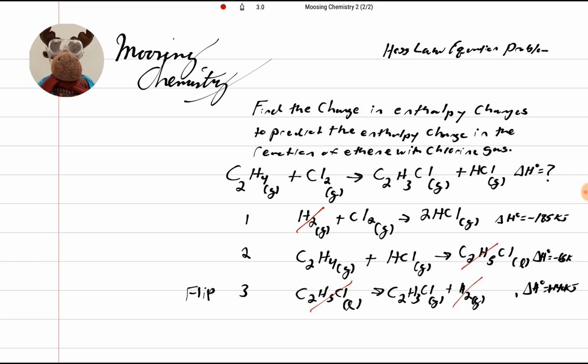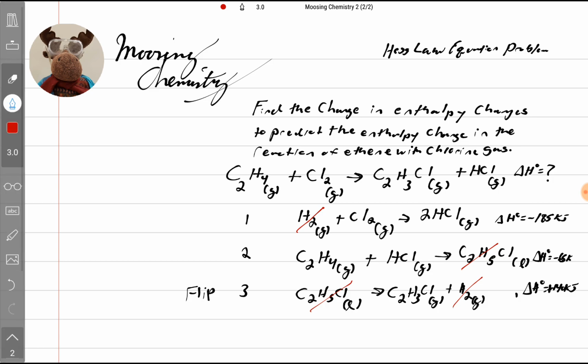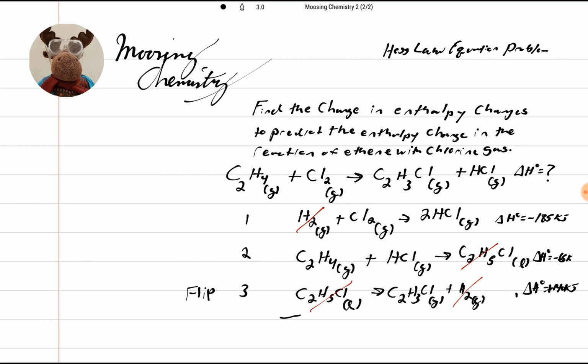So now what we need to do is add up all three equations to see if we made the copy that we were supposed to make. So go back to the original color there, and let's add this all up and see what we've got left. Okay, so we do have C2H4 gas, and it's on the right side of the equation. We do have our Cl2 here, so that's going to work there. That's going to be a gas.